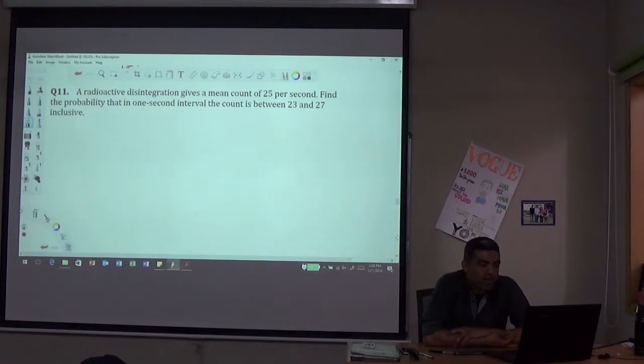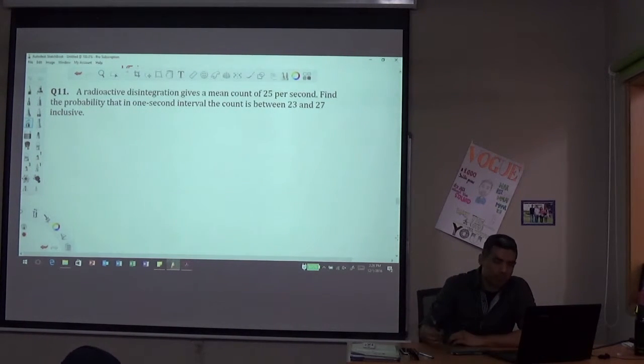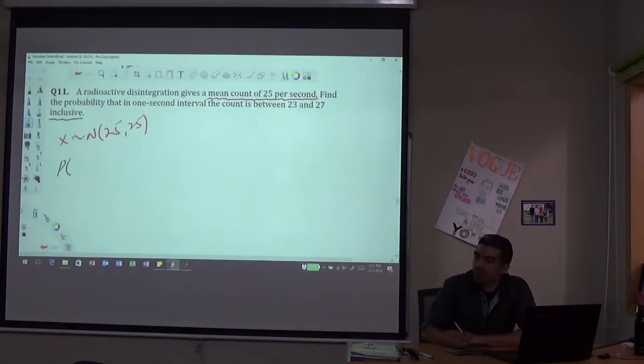Radioactive disintegration, mean count 25 per second. Variance is also 25. So if x follows a normal distribution, with a mean of 25 and variance of also 25, we are interested in the probability between 23 and 27 inclusive. So 23, this is what we are searching for, right?